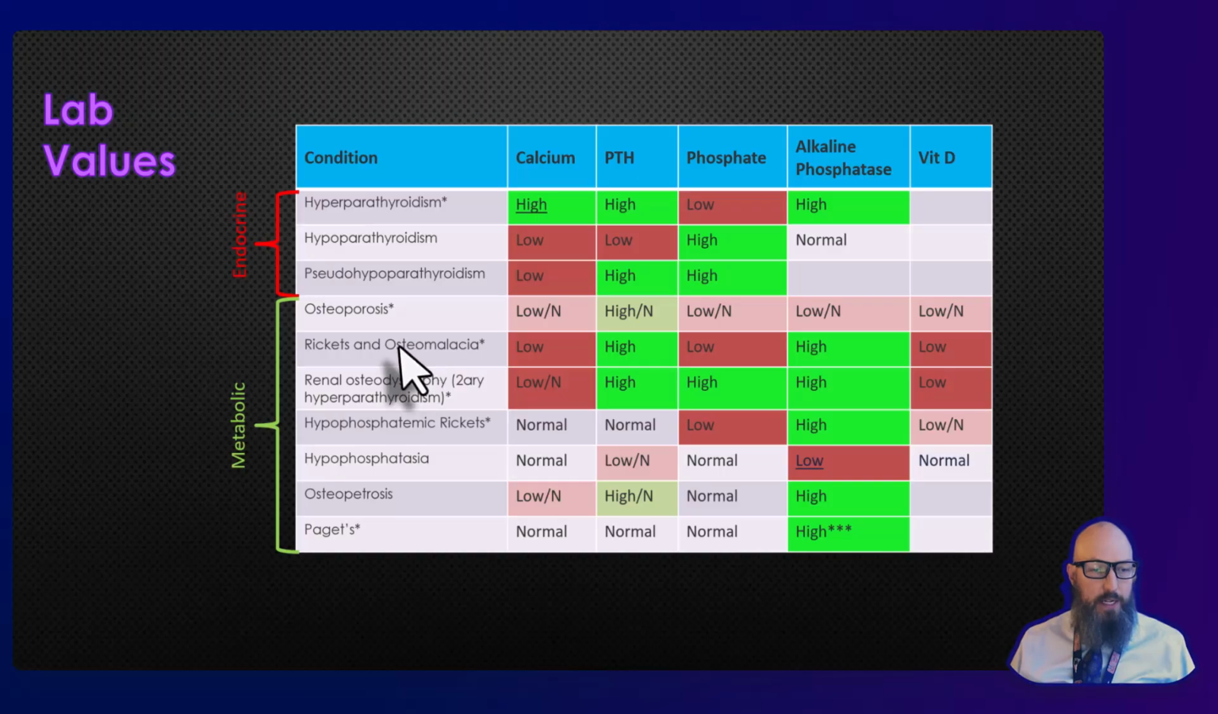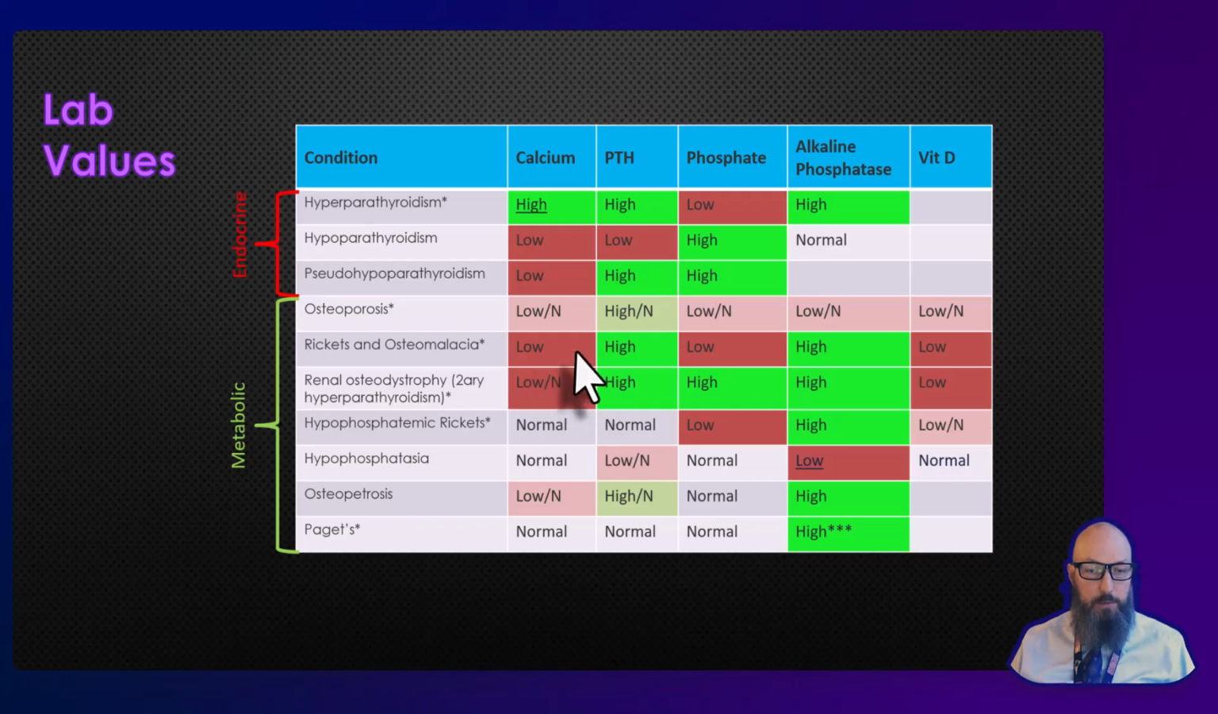All right, then how about Rickets and Osteomalacia? Remember, by definition, those are the low vitamin D diseases. And so you have low vitamin D. And what does that do to our calcium levels? Well, low vitamin D means you're not absorbing enough calcium from the gut, so that can frequently be associated with low calcium. Remember the calcium Nazi, PTH.